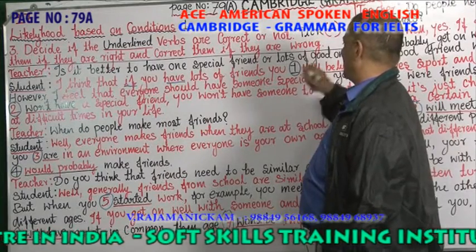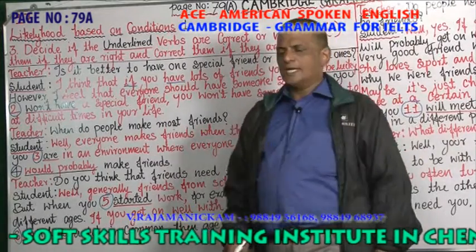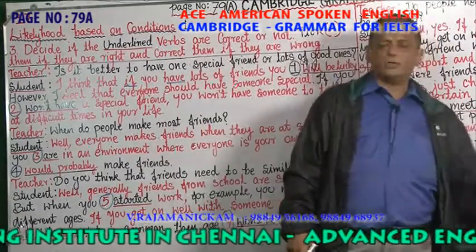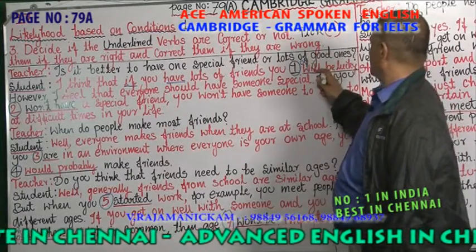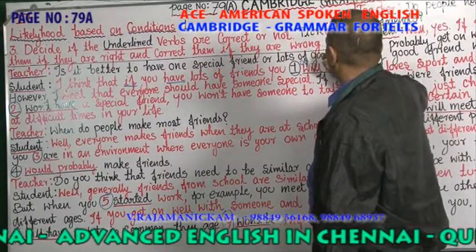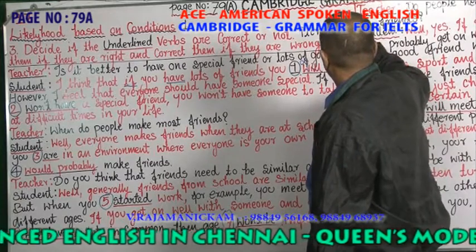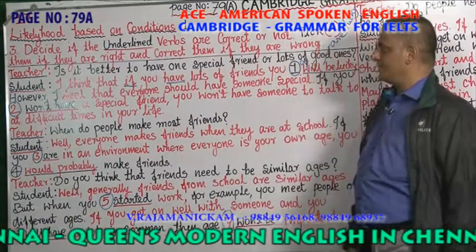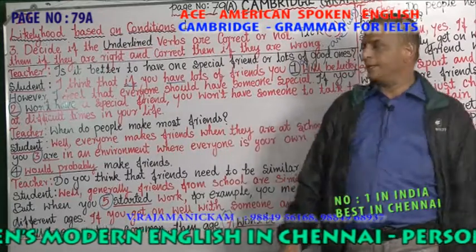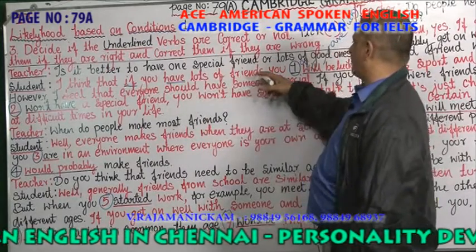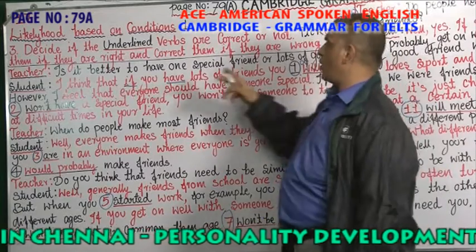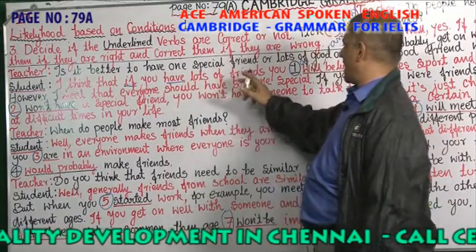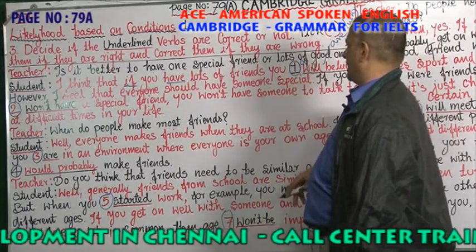What is that? You will be lucky. Is it correct? No, it is wrong. The correct answer is, you are lucky. Will be lucky? No, you have to write, you are lucky. You are lucky is the correct answer. So I think that if you have lots of friends, you are lucky. However, I feel that everyone should have someone special.